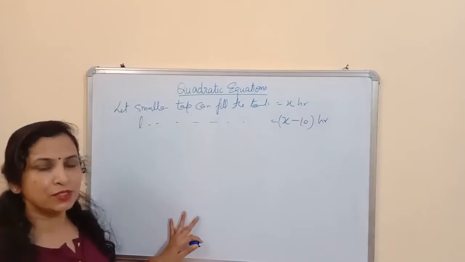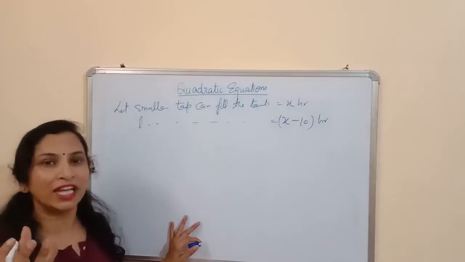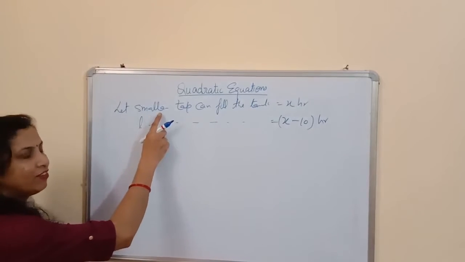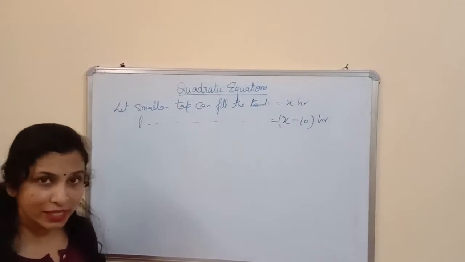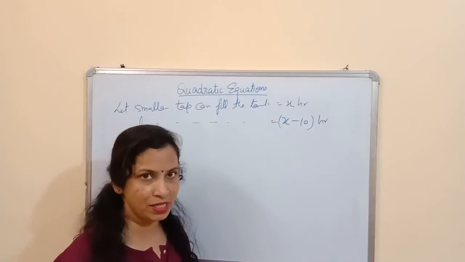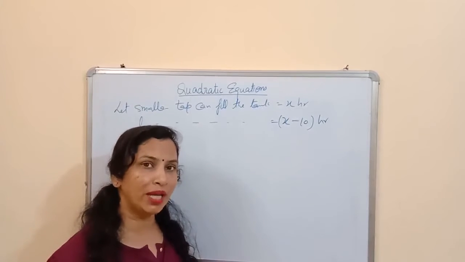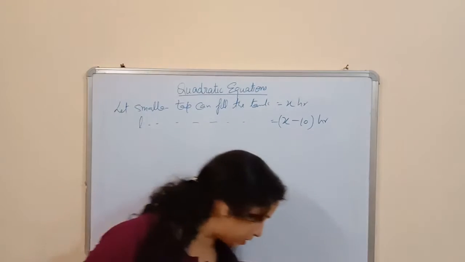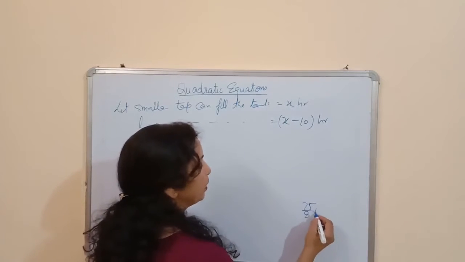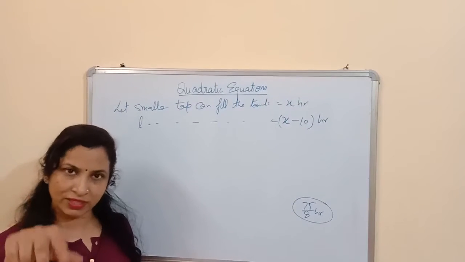So let me explain: in such types of questions, we find the part of the tank filled in 1 hour. So the part of the tank filled by this smaller tap is 1/x, and the part of the tank filled by this larger tap is 1/(x minus 10). And suppose both of them can fill the tank in how much time? It is 75/8 hours. So this is the complete time taken by the taps to fill the tank.